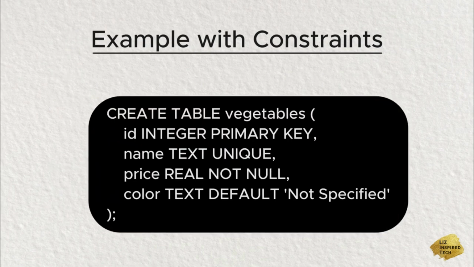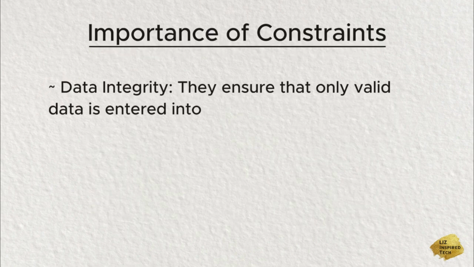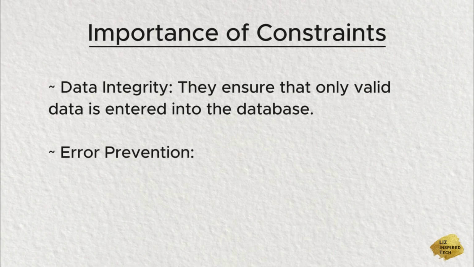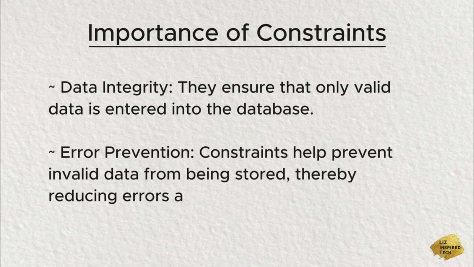In this example, the ID column is the primary key. We set the name column to unique. The price column cannot contain null values. And the default color for unspecified records is not specified. Importance of constraints. For data integrity, constraints ensure that only valid data is entered into the database. For error prevention, constraints help prevent invalid data from being stored, thereby reducing errors and inconsistencies.